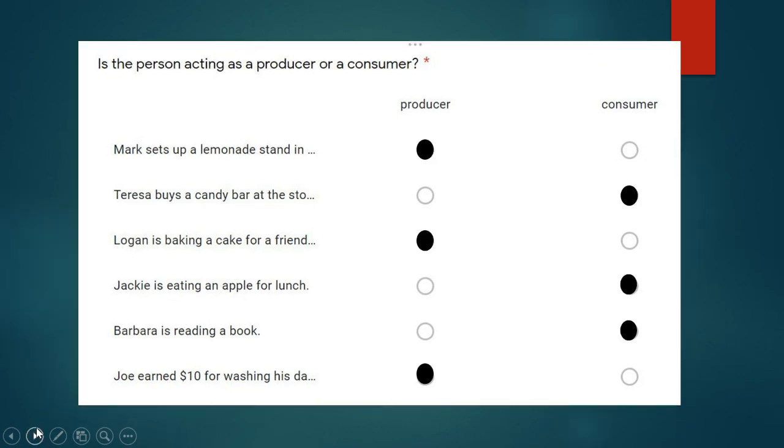So let's look. Mark setting up a lemonade stand is a producer. He's making a good, lemonade, and selling it. Teresa buys a candy bar. She's a consumer because she's going to use it. Logan is baking a cake. He is producing or making. Jackie is eating an apple, so she's consuming. Barbara is reading a book. She's also consuming or using the book. And Joe earned money, which means he produced a service for his dad by washing his car.